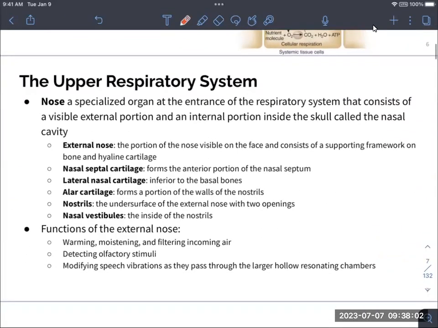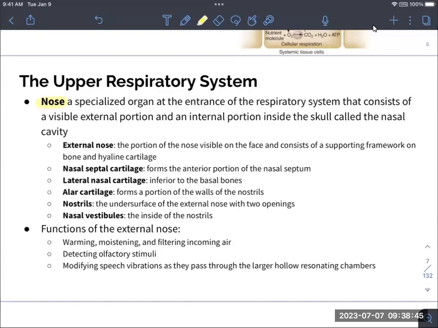So let's go through all of the different parts of the upper respiratory system. Your nose. Your nose is a part of this upper respiratory system. This is where air is going to enter the body every time you breathe in and leave the body every time you breathe out. So there's a lot of different things that are happening within your nose.